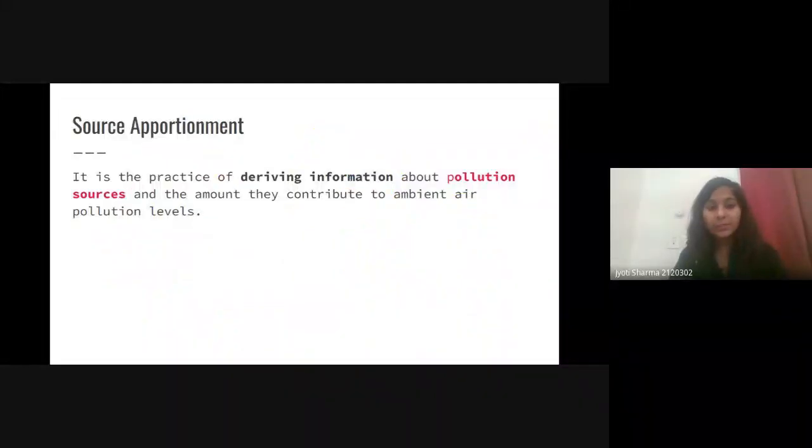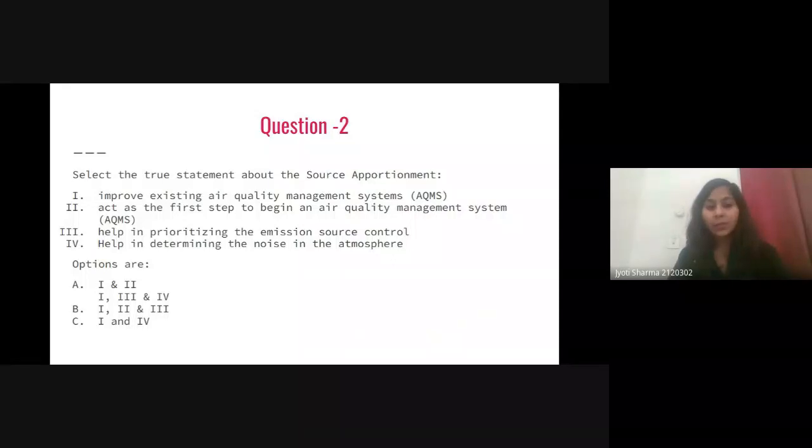So that's why this is a practice of deriving information about the pollution source and the amount they contribute to ambient air pollution level. I think this is clear. What do you mean by source apportionment? Okay, so this question is related to why we need to have the source apportionment. What is the need of calculating the contribution of the source?